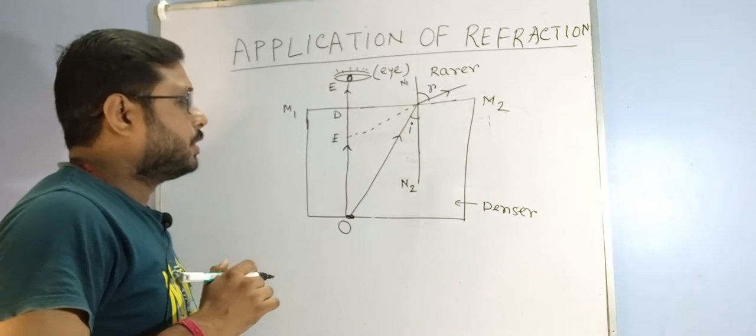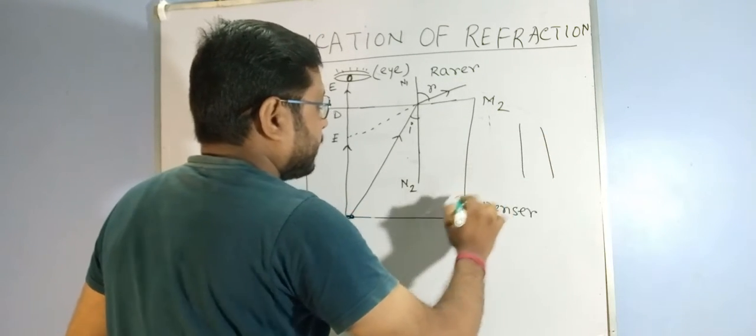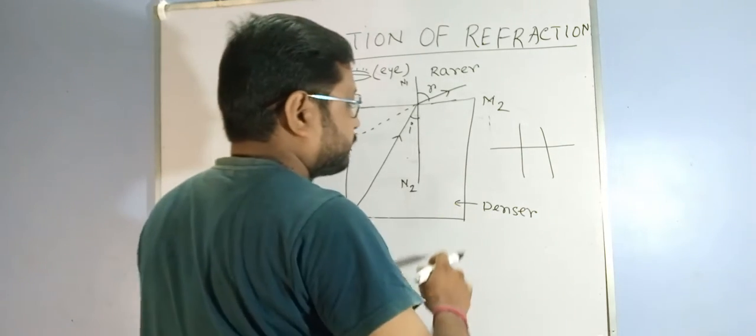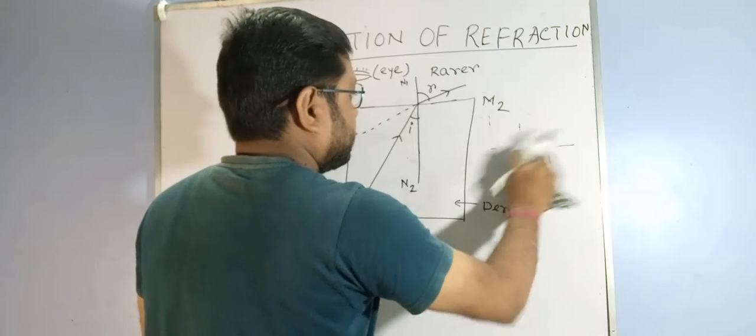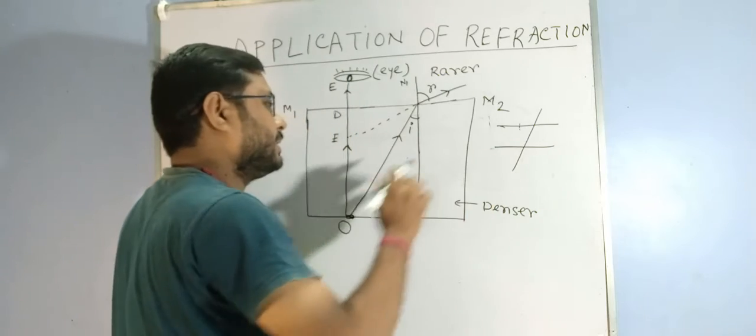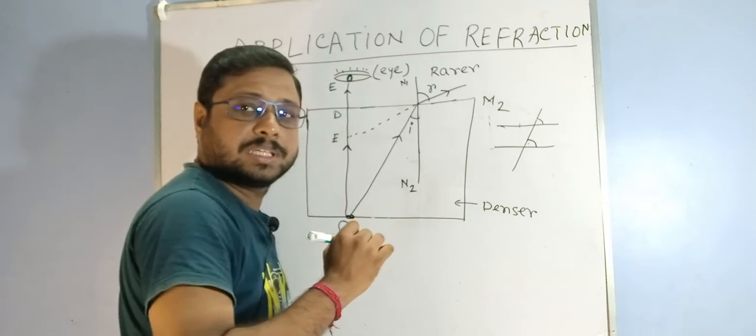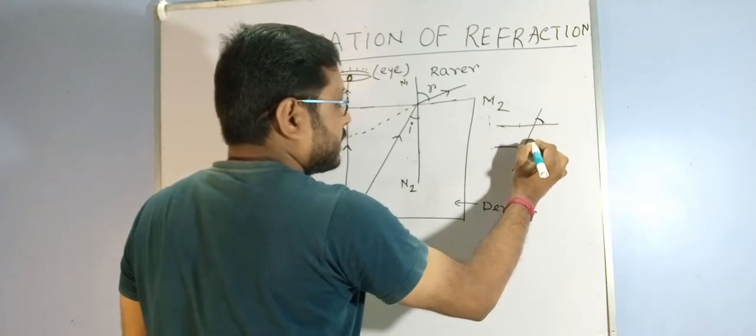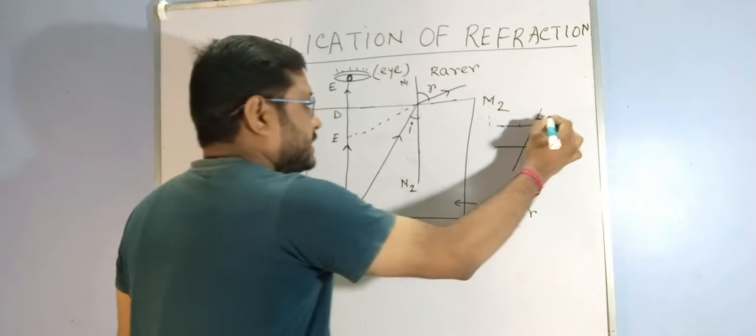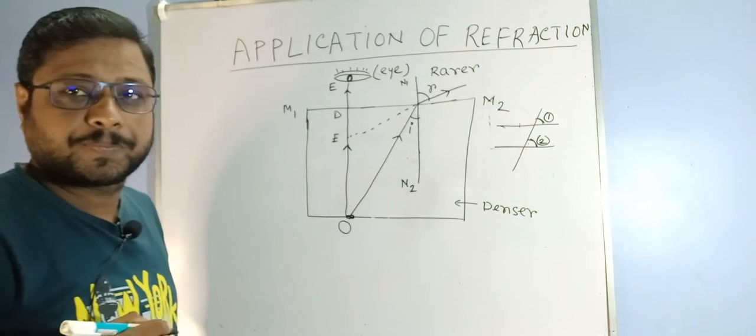Now, we know if two lines are parallel and a line intersects them, then the angles produced on the same side are called similar angles. If this is angle 1 and this is angle 2, then 1 and 2 are similar angles.